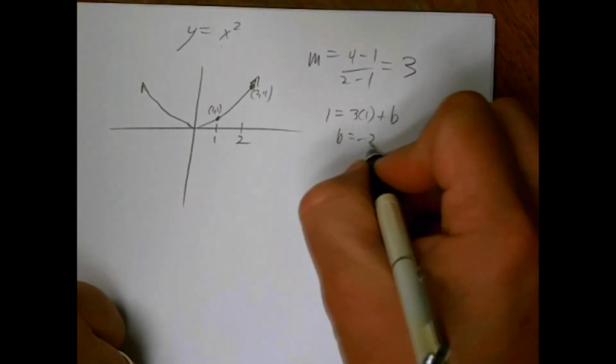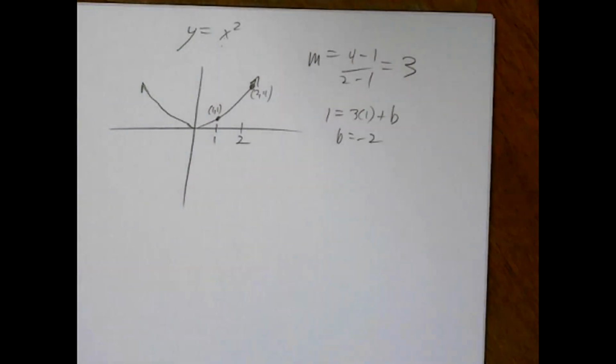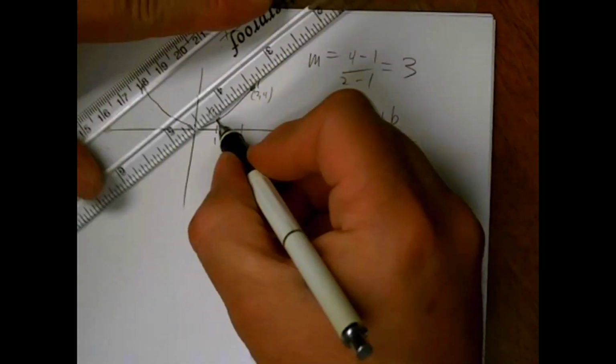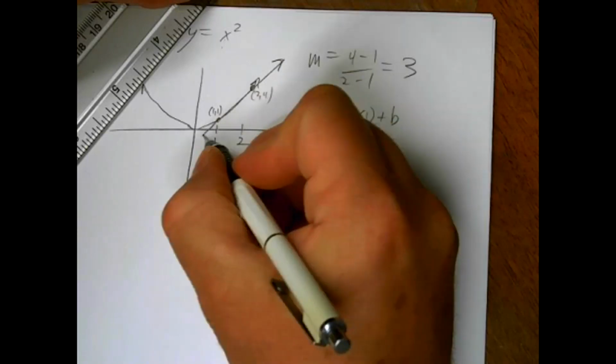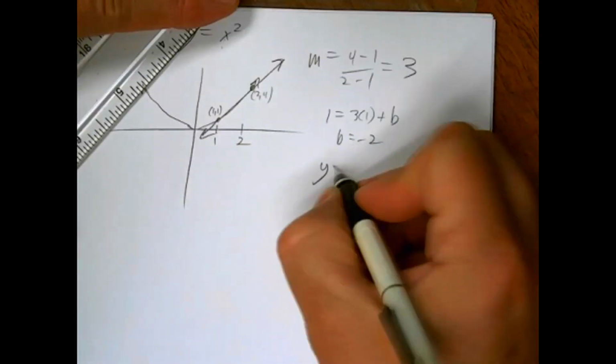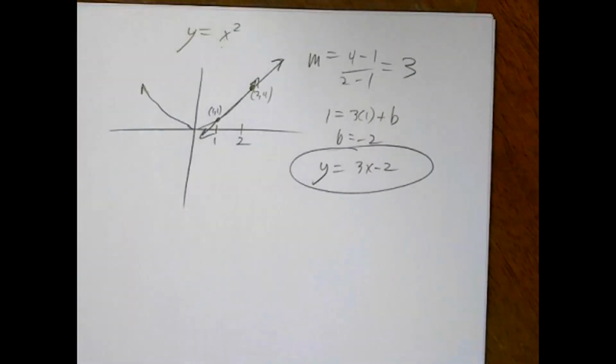Subtracting, this gives me a b of negative 2. So therefore, the secant line between these 2 points is y equals 3x minus 2. Okay, that's the secant line.